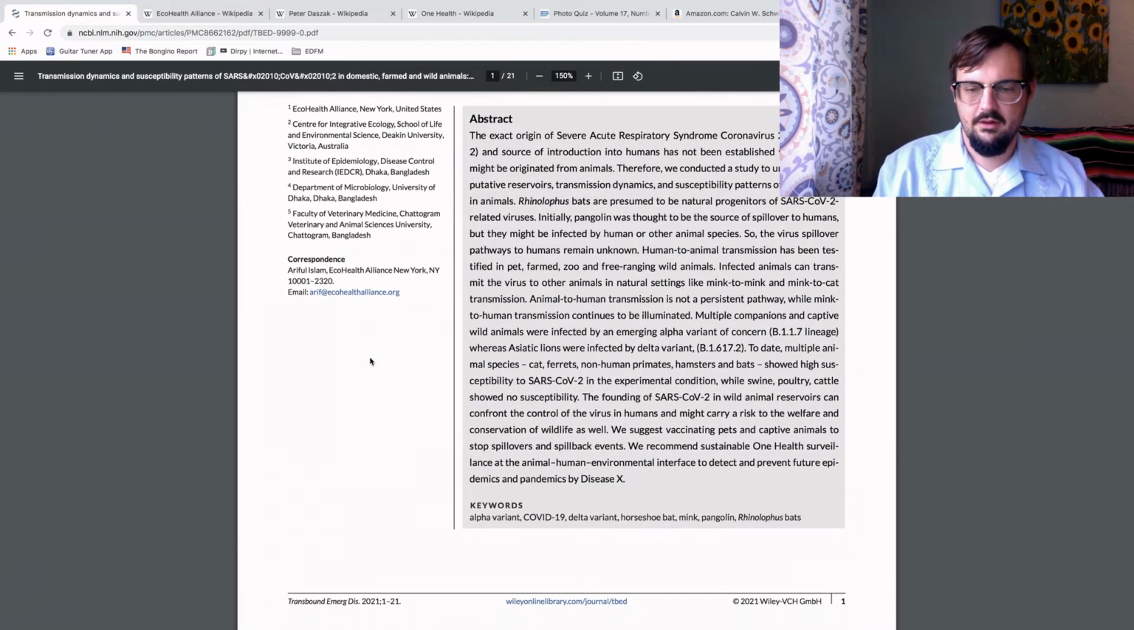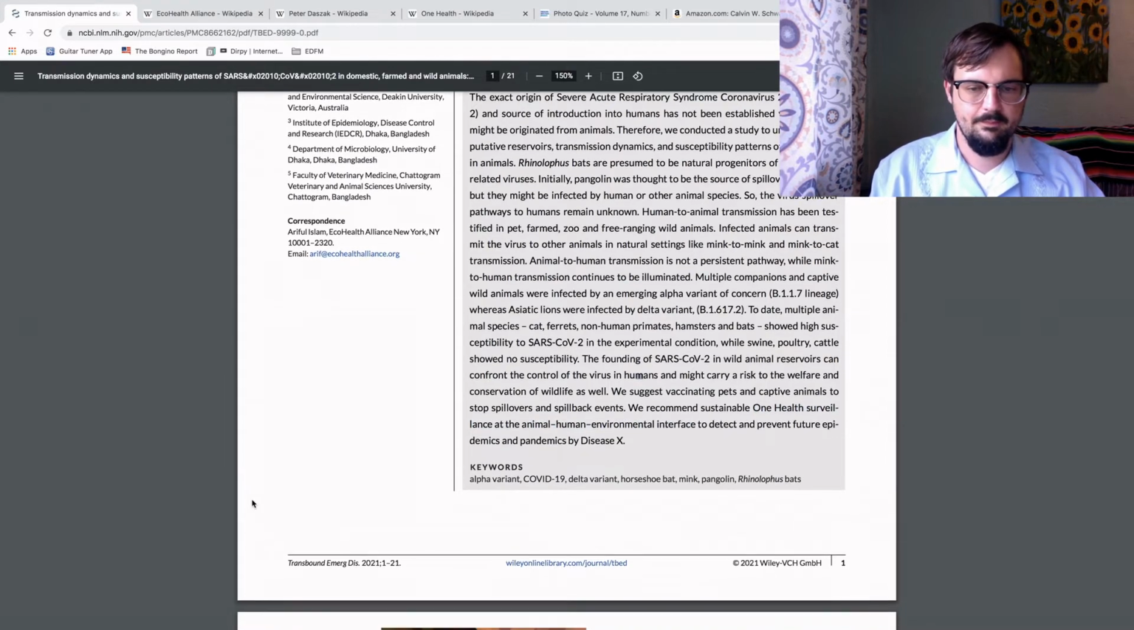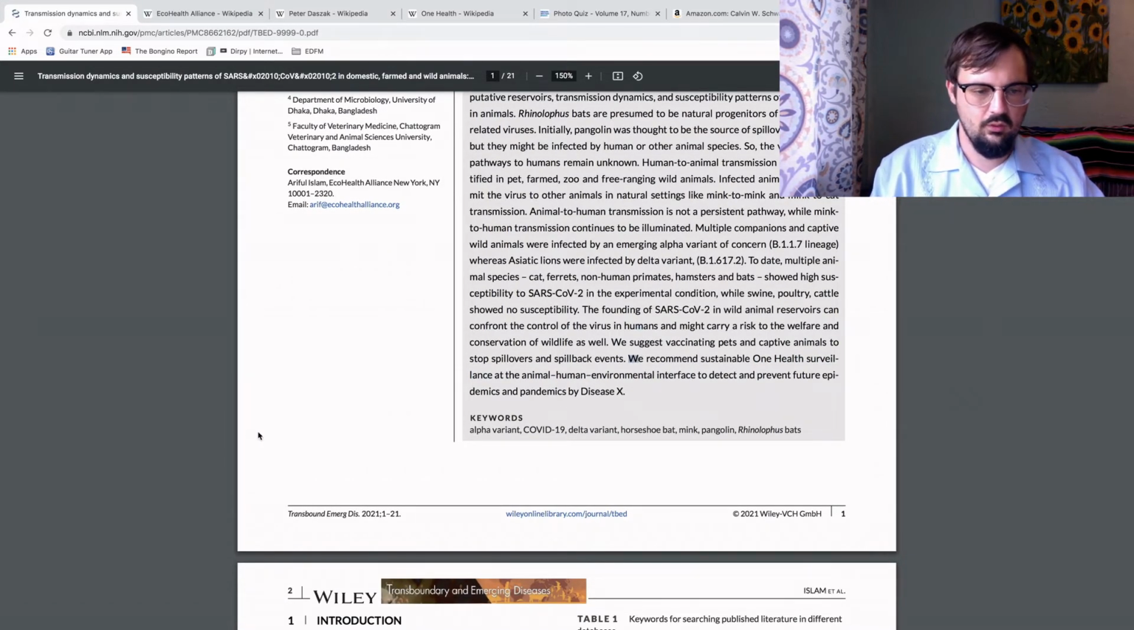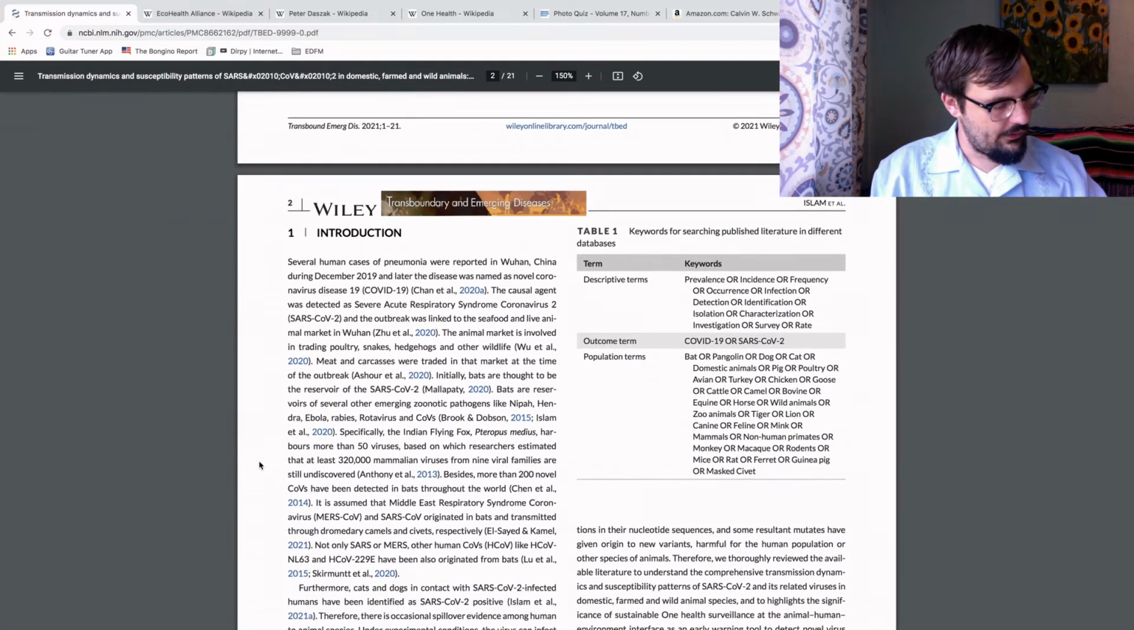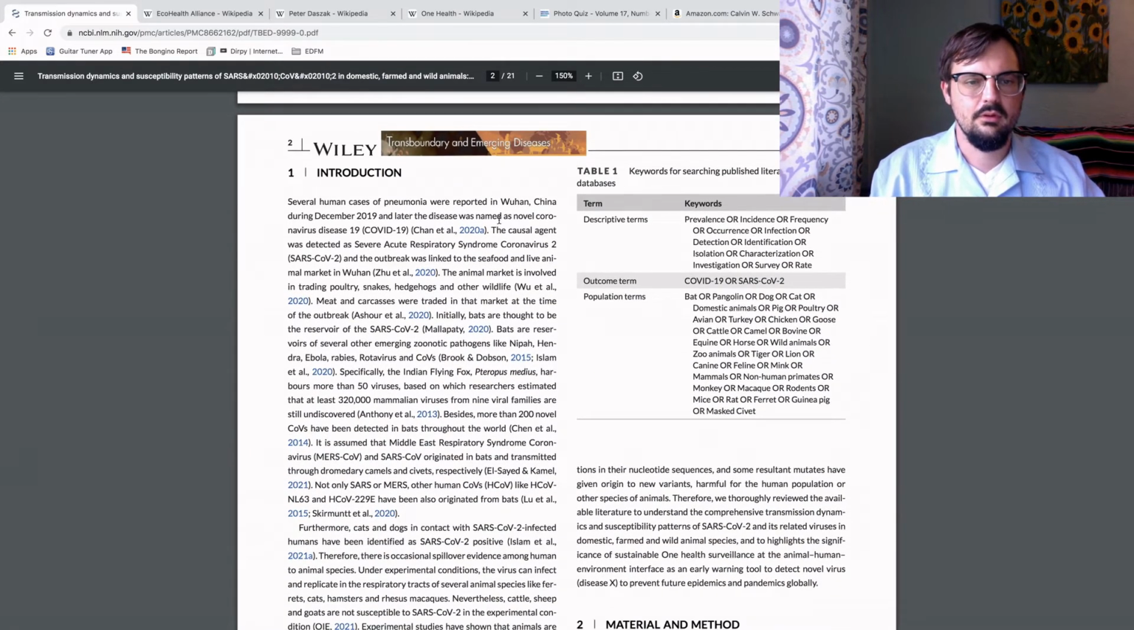So we got through the abstract and their dubious conclusion. We suggest magic potions for pets and captive animals. We recommend One Health surveillance at the animal-human environment interface, which is pretty much everywhere. Basically, they're saying surveilling the entire world, if you didn't catch that. All right, introduction. So we're going into the history, recent history. The causal agent of the pandemic was detected as severe acute respiratory syndrome coronavirus 2. Was it? I have questions there.